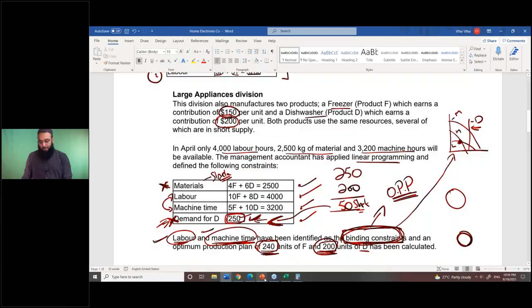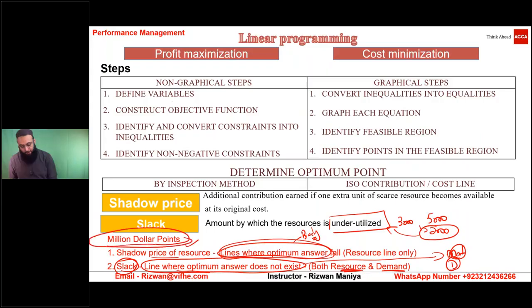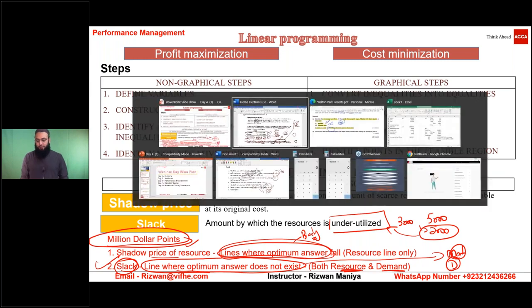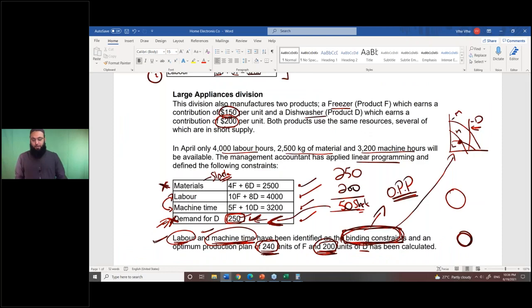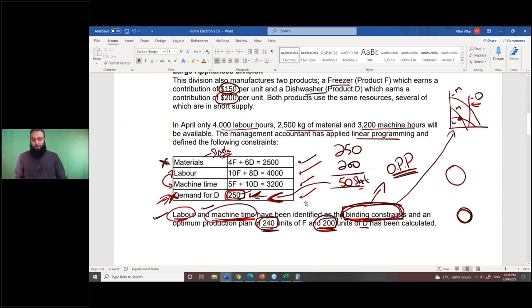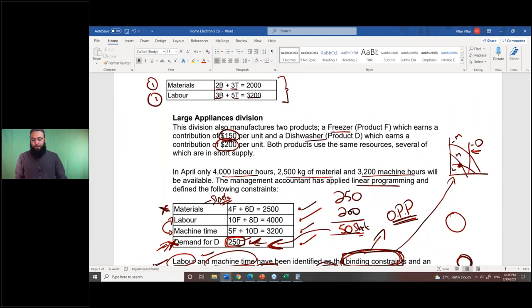And remember this $1 million tip, this one. Shadow price will always be there on the lines where the optimum answer falls. On the lines where the optimum answer doesn't fall, there will be slack, underutilization, and no shadow price. Okay? So yeah, that's true. Now, second, look at the unit contributions, 150 and 200.